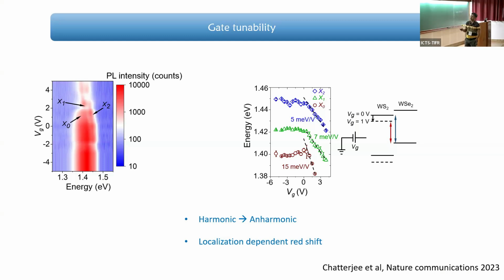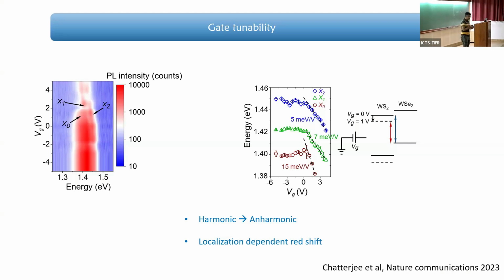It's actually not slight. You see the scale bar here, so it's larger. So I'm plotting the shift over here. You see that the bottommost one, the X0, moves pretty fast, about 15 millielectron volt per volt. Compared to that, the middle one is about 7 millielectron volt per volt, and this is about 5 millielectron volt per volt. So the rate at which the shift is happening is fastest for the X0.